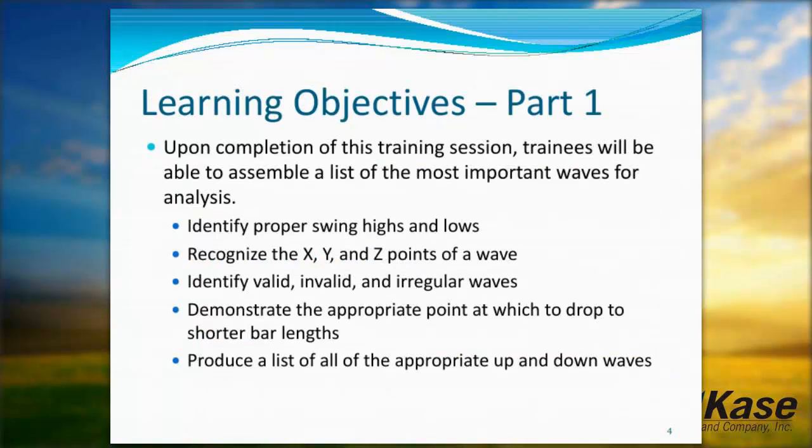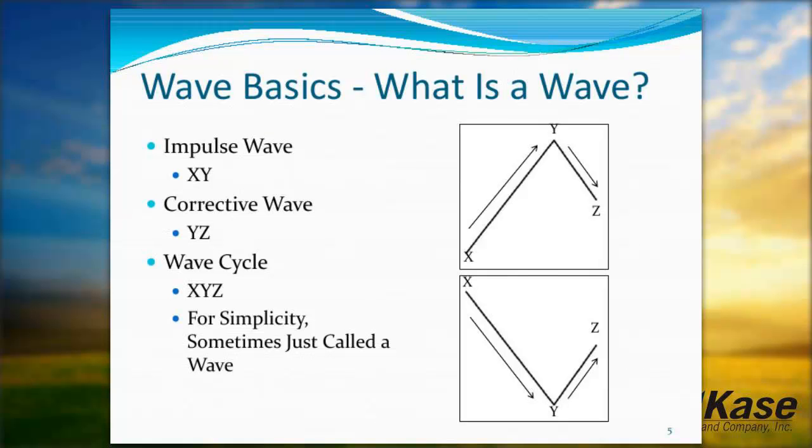Okay, so here are our learning objectives for part one, or today's session. At the end of this, we're going to be able to pick all of the most important waves for analysis by identifying the proper swing highs and lows, recognizing the X, Y, and Z portions of a wave, identifying the valid, invalid and irregular waves, and then knowing when to drop to a shorter bar length to gather enough detail so that we can see what's going on in the short run, and producing a list of the waves for future analysis. Now, what is a wave?